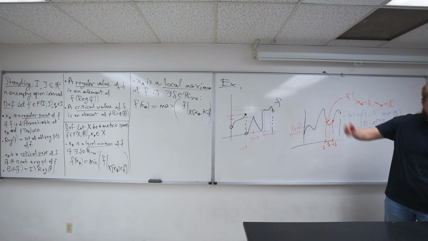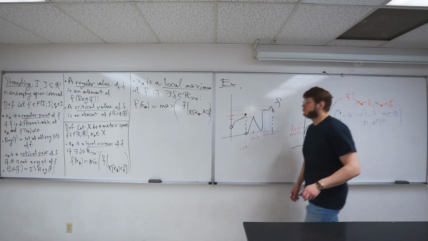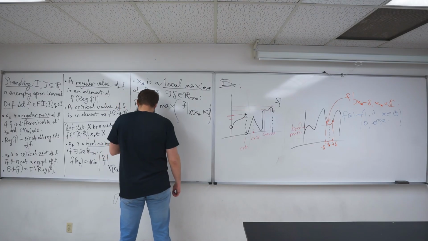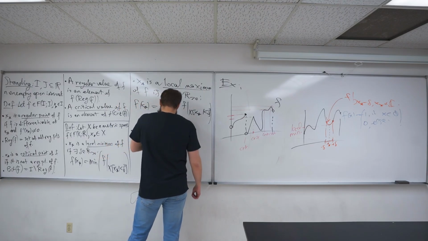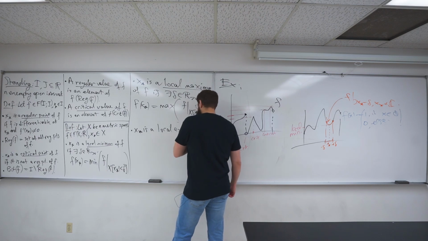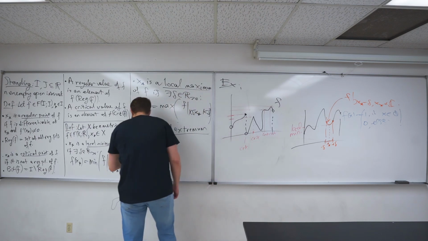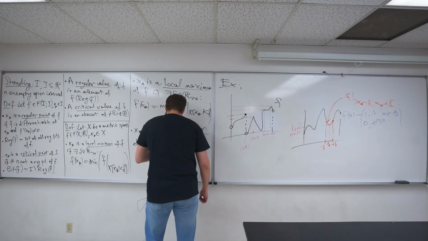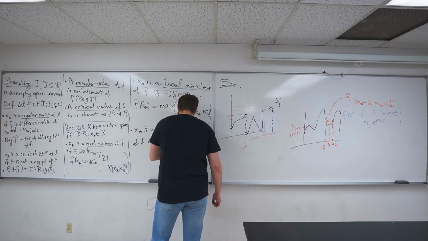And if it's either one of these, you call x star a local extremum of f if it is either.